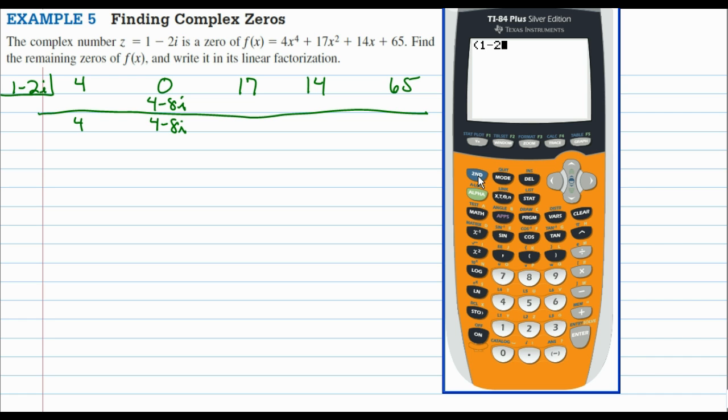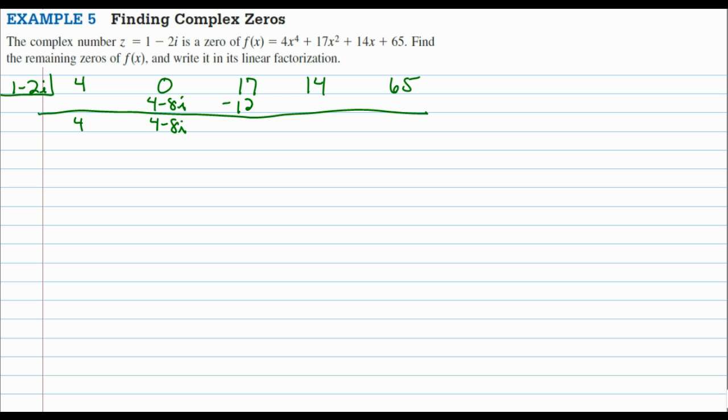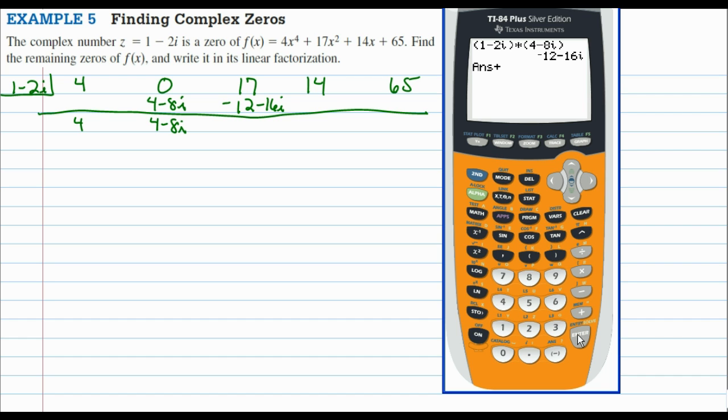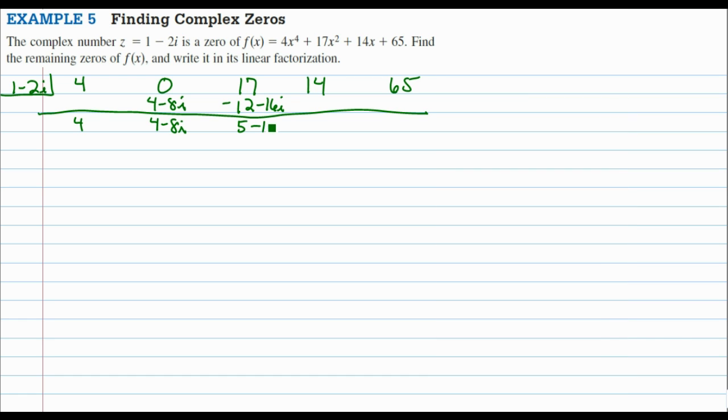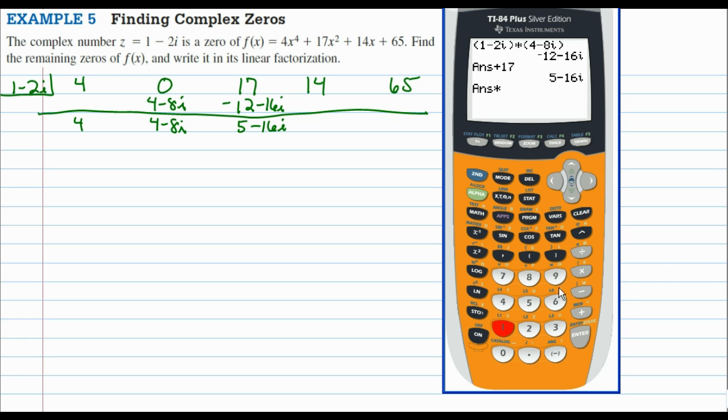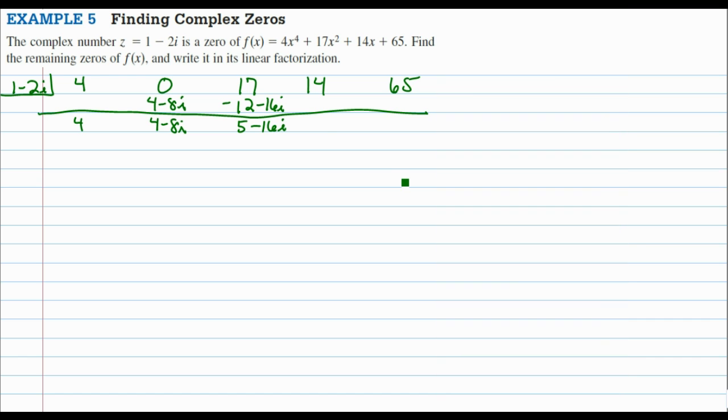So 1 minus 2i, times 4 minus 8i, and I get negative 12 minus 16i. And I can add 17 to that. That gets me 5 minus 16i. Now I have to multiply by 1 minus 2i. Hit enter. And I've got negative 27 minus 26i.